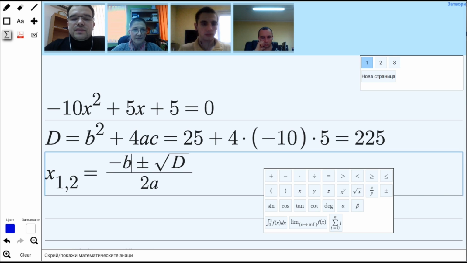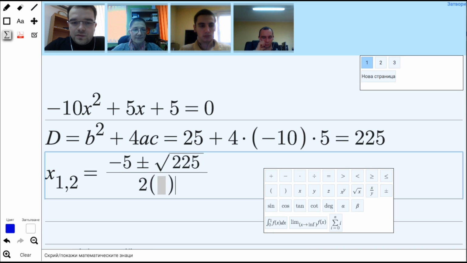With the formula below, we can easily find x1 and x2. Again, by replacing indexes. As we said, b equals 5. Square root of 225 is 25. All of this is then divided by 2 times a. A equals minus 10. Thanks to the electronic notebook, Richard and his pupils can solve equations fast and easy without having to draw equations with the mouse, which, as we know, takes time.